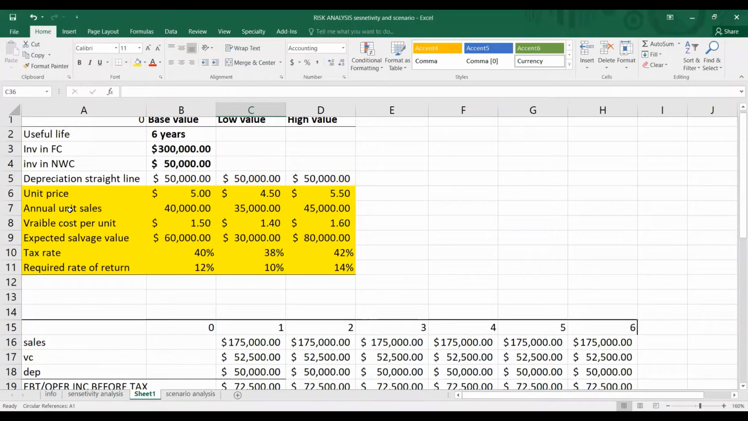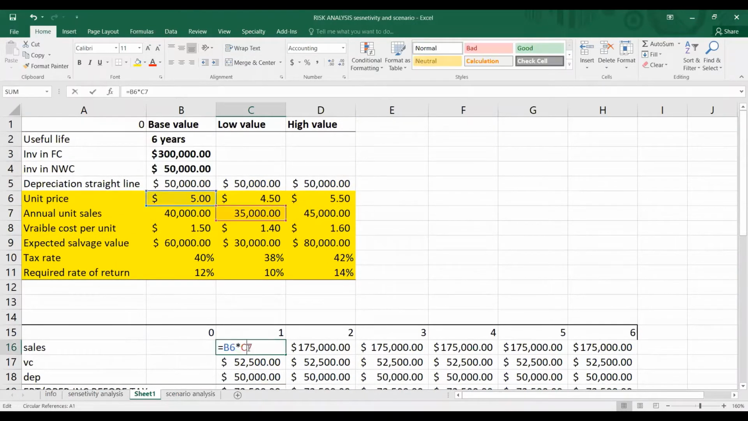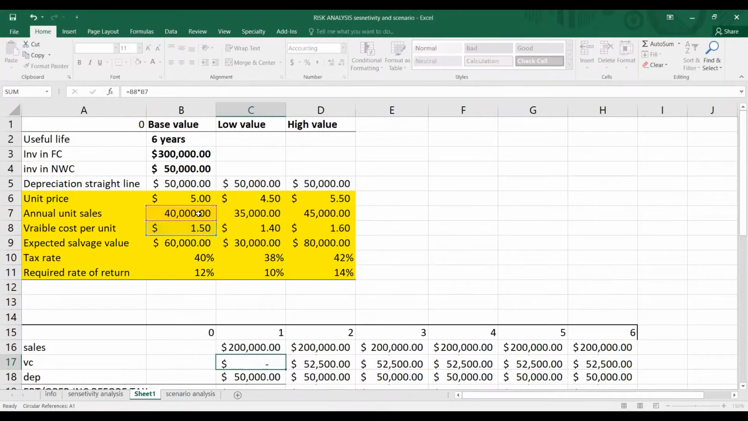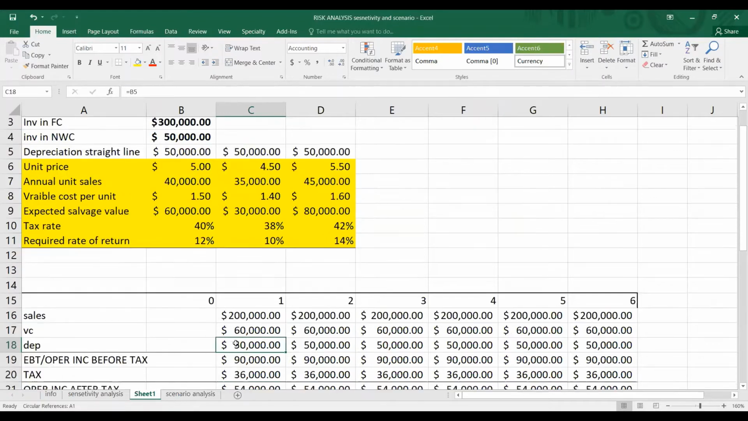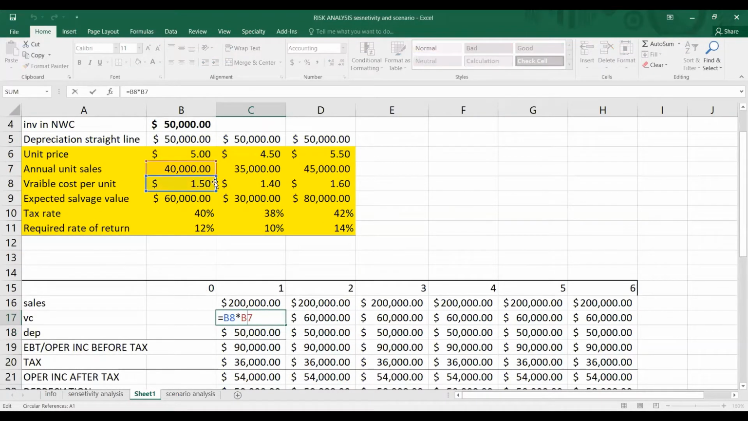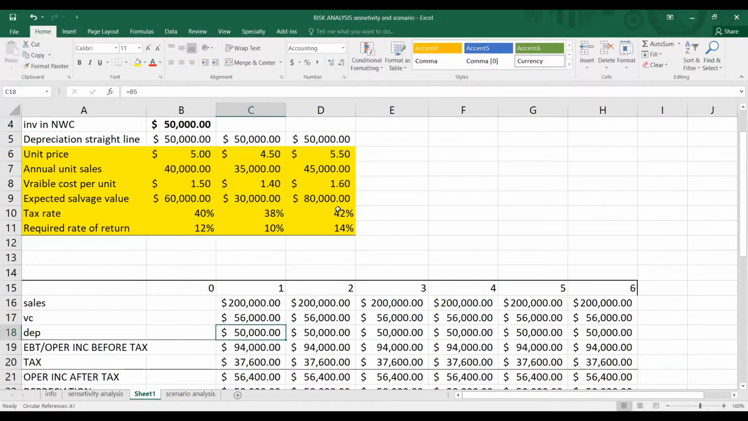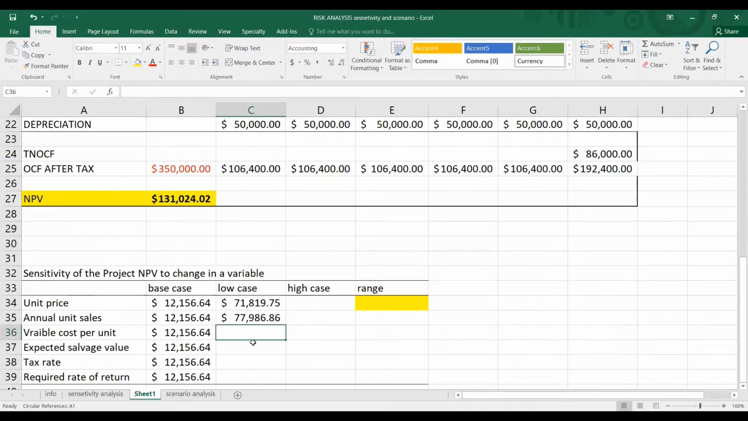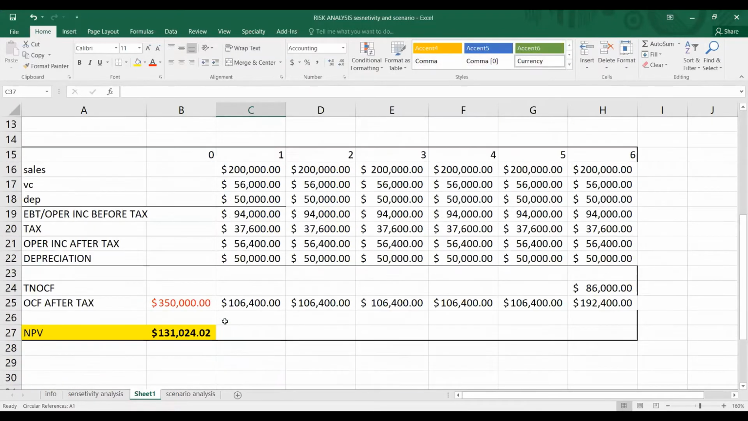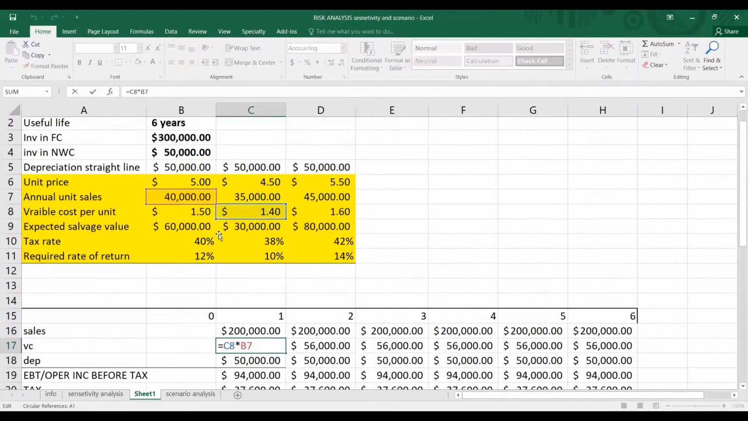And we continue. We change the variable cost per unit, so we move back everything before changing. We are changing one by one to see the sensitivity of the NPV to changes in each variable. Now we change the variable cost only. What if the variable cost becomes 1.4? And as you can see, the NPV changes. I bring back the variable cost.